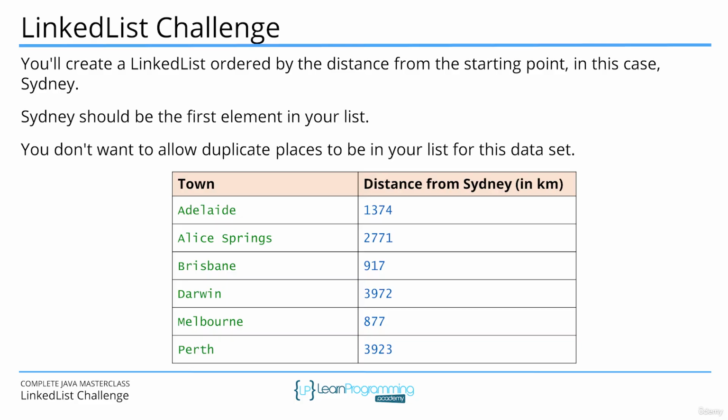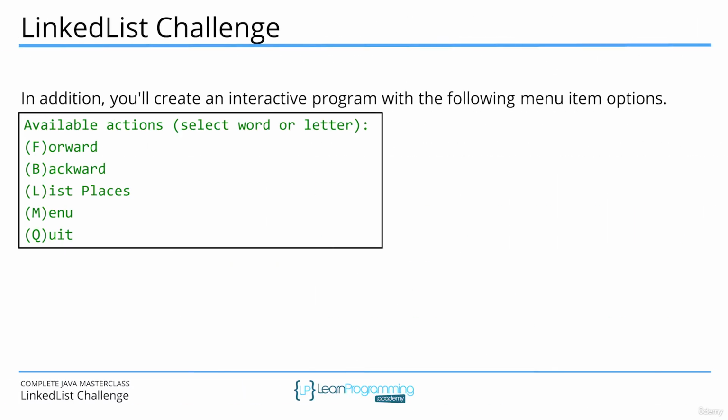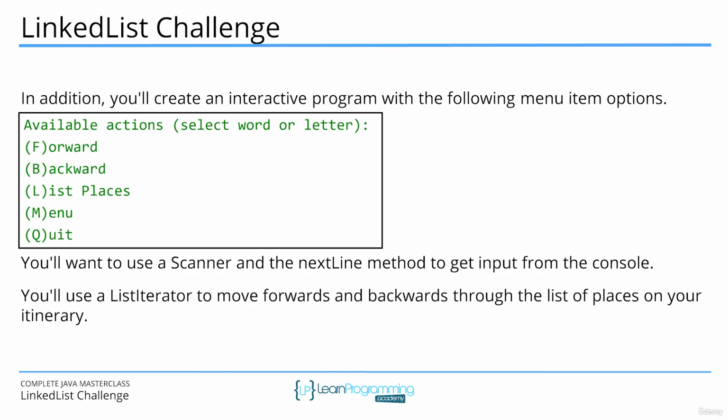You don't want to allow duplicate places to be in your list for this data set. In addition, you'll create an interactive program with the following menu item options. The menu will have options to move forwards and backwards through your itinerary, to list the itinerary, print menu options, and quit the program. You'll want to use a scanner and the next line method to get input from the console. You'll use a list iterator to move forwards and backwards through the list of places on your itinerary.